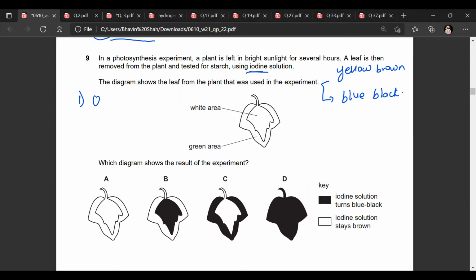Moving to the 10th one. An experiment was carried out to investigate the effect of enzyme action. The graph shows the results. On the x-axis and the y-axis, you need to identify the labels for the same. Now, the keyword again over here is the effect of pH on the enzyme action. Action means we are looking at the observation in the form of the rate of reaction. Okay, so what are we looking at?